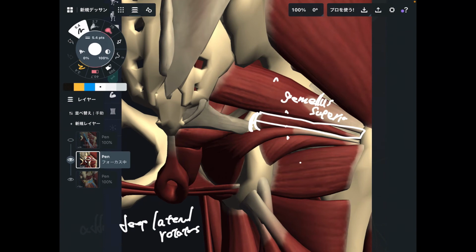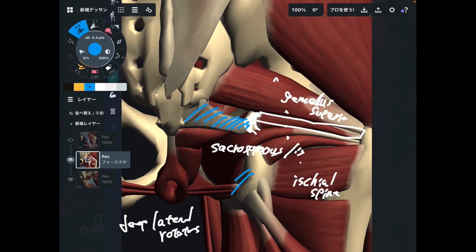This is the ischial spine, a tiny bony prominence. Then you find there is another ligament here. This is the sacrospinous ligament. By the way, you don't see the sacrotuberous ligament now. If you dissect deep to the sacrotuberous ligament, you find the sacrospinous ligament. This is a slightly deeper ligament. This ligament connects the ischial spine and the sacrum.